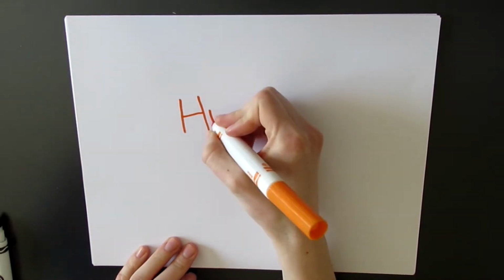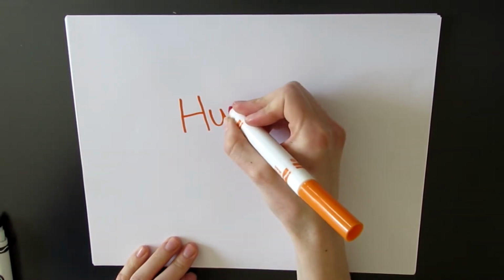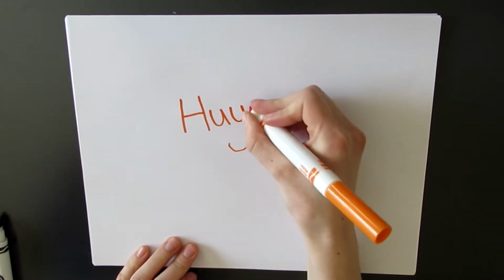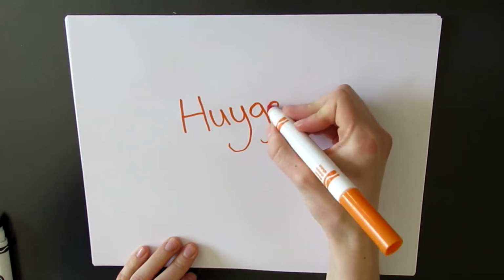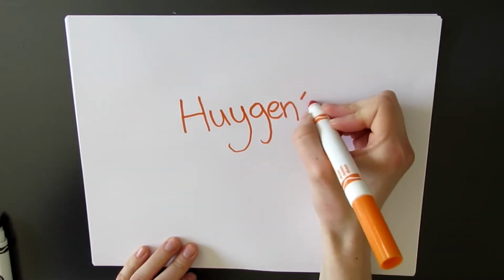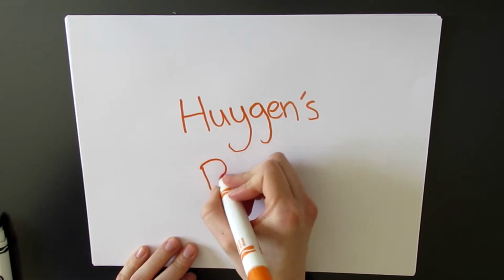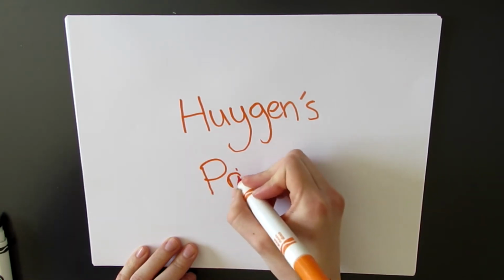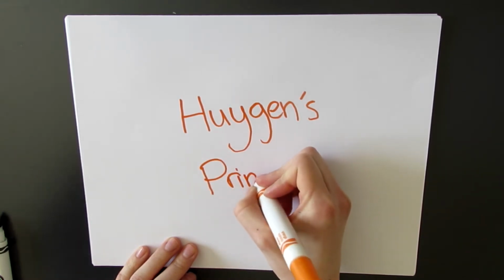Huygens Principle states that every point on a wavefront is a source of wavelets that spread out in the forward direction at the same speed as the wave itself. Huygens Principle can be used to explain how waves behave. This includes water waves, sound waves, and light waves.